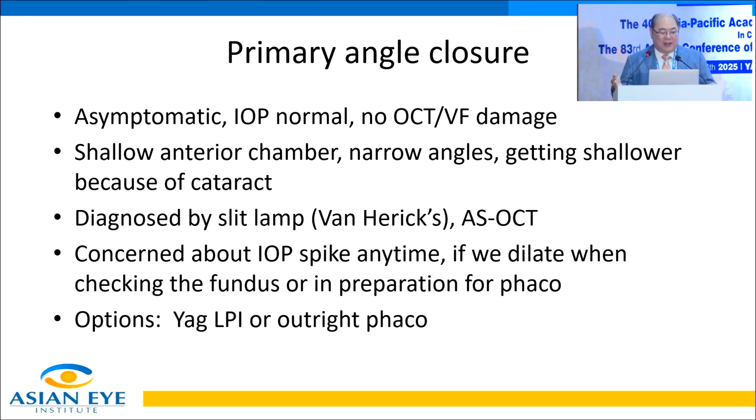Now you're concerned about any possible IOP spike, because if somebody suddenly dilates this eye, they'll have a glaucoma attack in your clinic. Or when they're in phaco and they're dilated, they will have a glaucoma attack before your surgery. So you're kind of in a tough spot at some point because you want to avoid the disaster. So the options, there are two options actually. One is a YAG peripheral iridotomy, or an outright phaco.